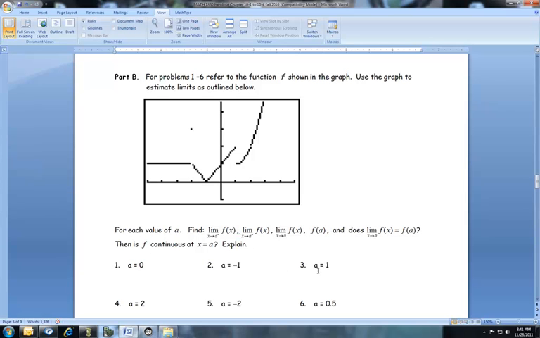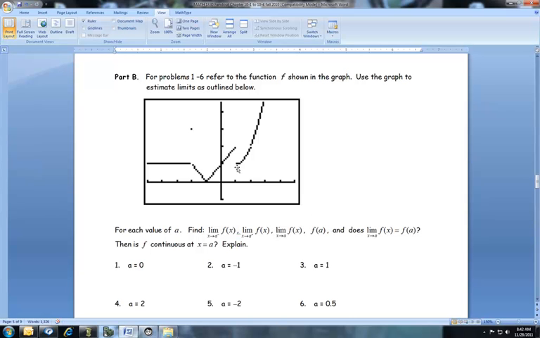How about when a is equal to 1? Notice this is one of those problems where I do have an issue. So the limit of my function as x approaches 1 from the left, it looks like it's going to a y value of 2. Coming in from the right, it looks like I'm approaching a y value of 1. So the limit here does not exist. So there's really no reason for me to get the rest of the values because this function is not continuous.